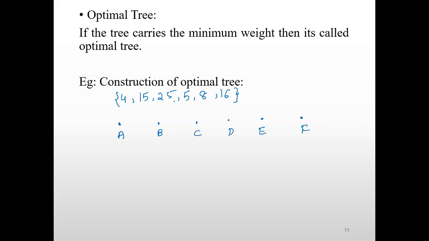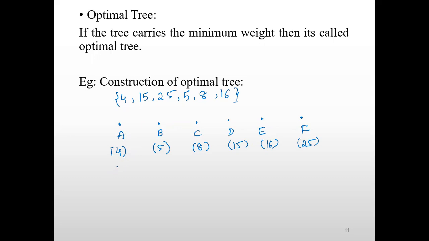And to construct the optimal tree, we need to arrange the given weights in the ascending order, increasing order, that is 4, and it should be enclosed within braces or brackets, 5, then the next minimum weight is 8. Next we have 15, 16, and finally 25. So now we have taken isolated vertices, labeled, as well as arranged the given weights in the ascending order.